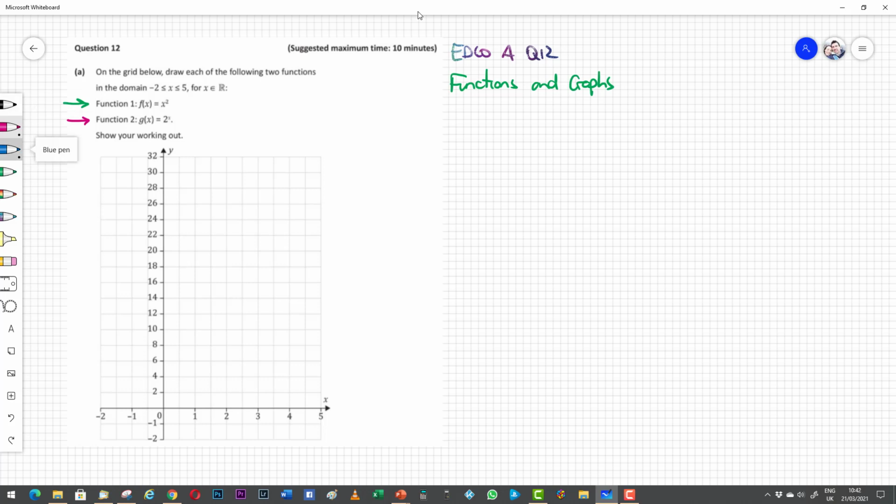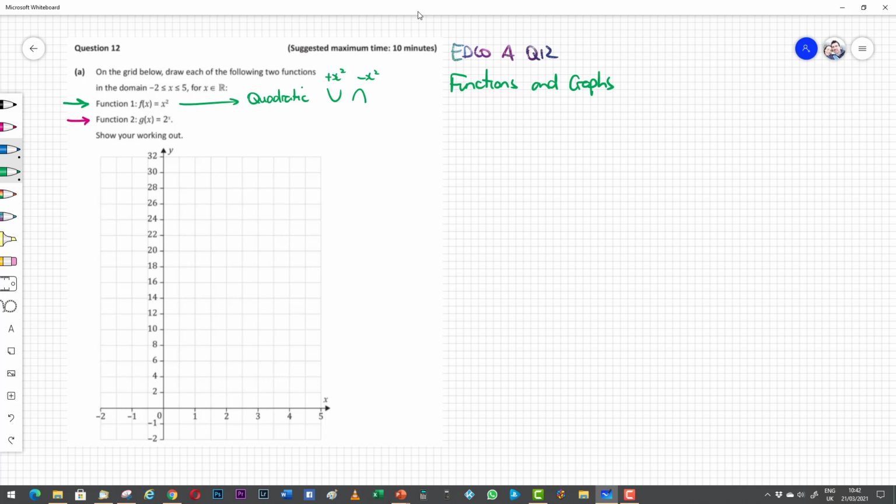You might spot that the first function is a quadratic function. And what do we know about quadratic functions? Well, we know that quadratic functions are u-shaped or n-shaped. They're u-shaped if it's a plus x squared, and they're n-shaped if it's a minus x squared. So we have a plus x squared, and so we know that the shape of that, when we go and put it on the graph, should be u-shaped.